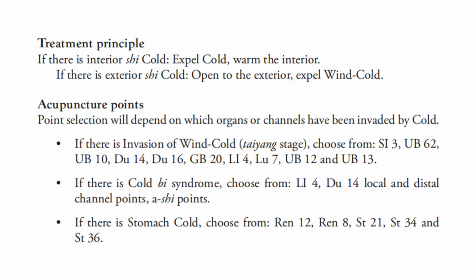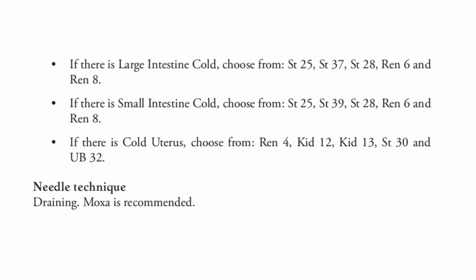If there's stomach cold, choose from REN12, REN8, stomach 21, stomach 34, and stomach 36. If there's large intestine cold, choose from stomach 25, stomach 37, stomach 28, REN6, and REN8. If there's small intestine cold, choose from stomach 25, stomach 39, stomach 28, REN6, and REN8. If there's cold uterus, choose from REN4, kidney 12, kidney 13, stomach 30, and UB32.